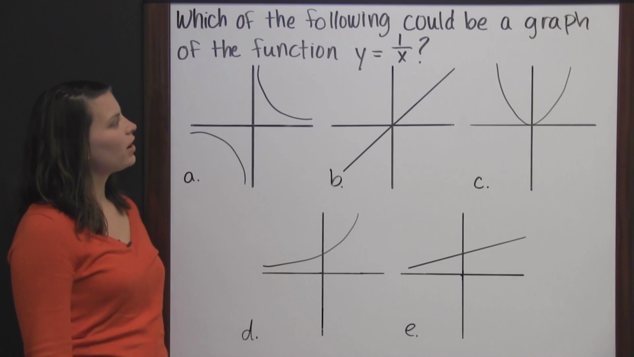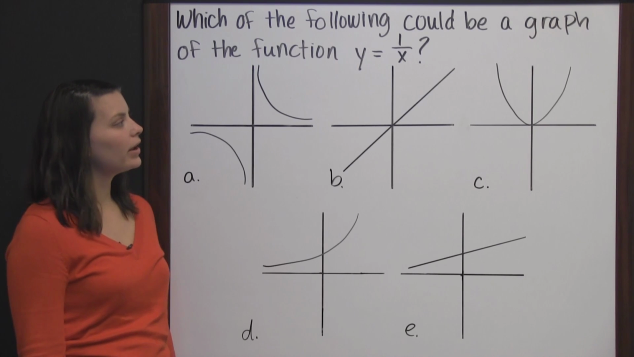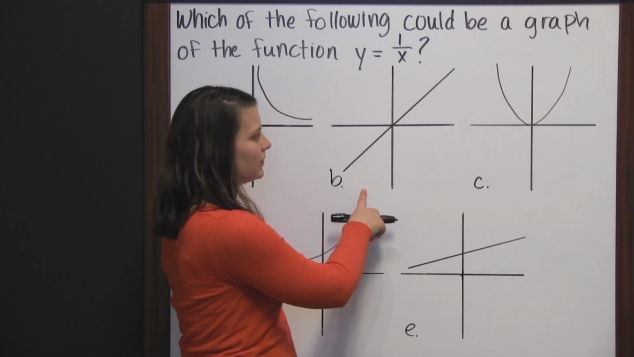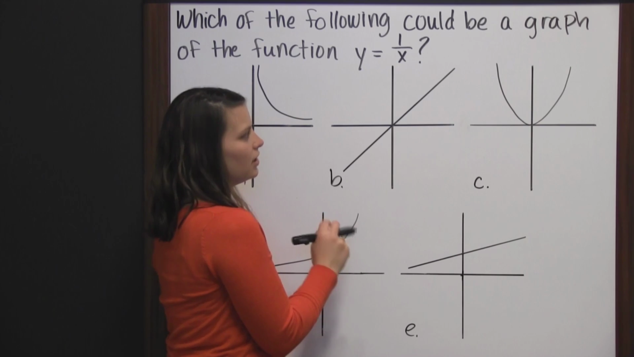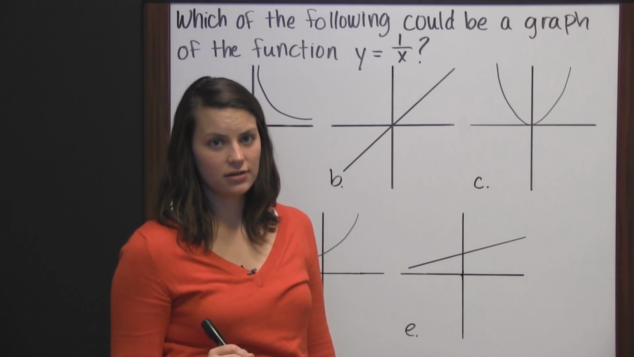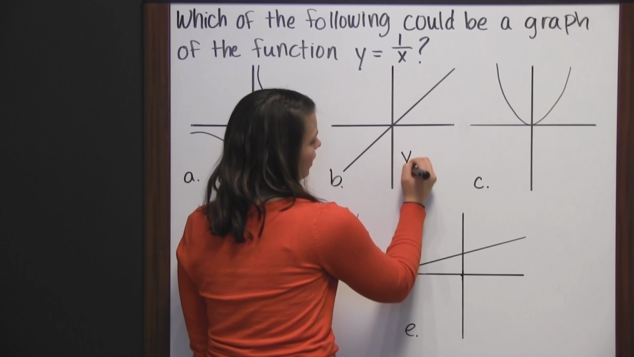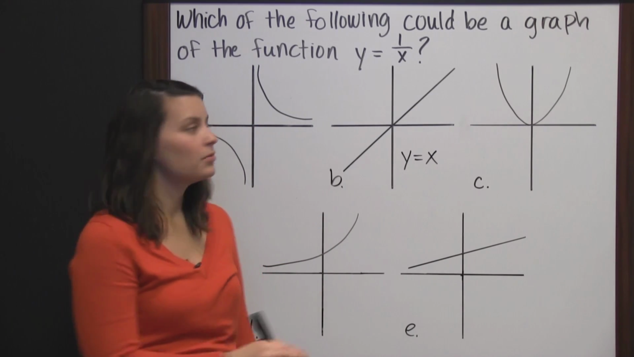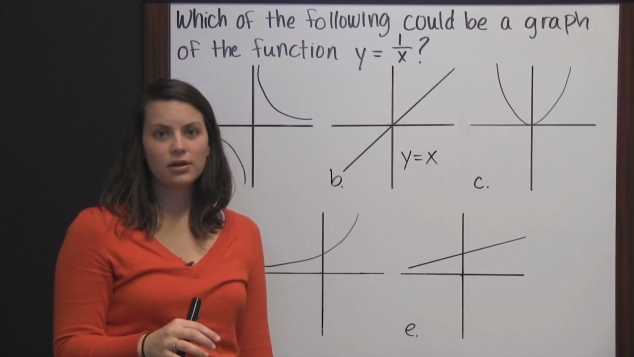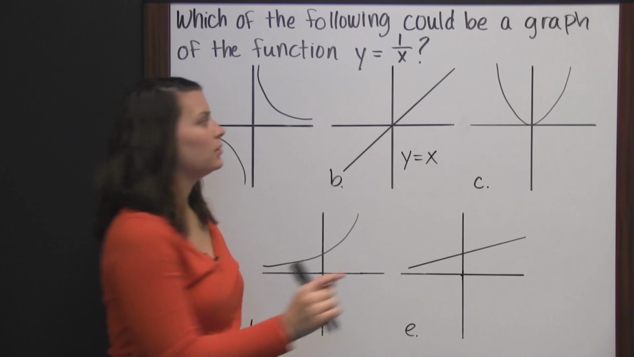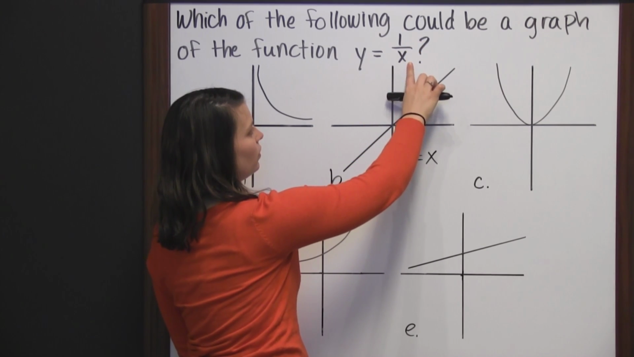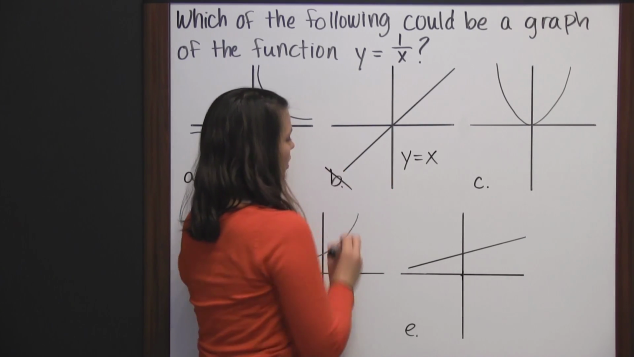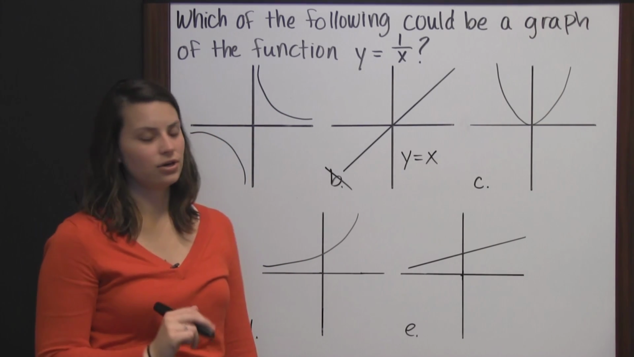Which of the following could be a graph of the function y equals 1 divided by x? Let's start with B. This is a linear function. In fact, it even looks like the parent function of a linear function, which is y equals x. So not y equals 1 divided by x. By the way, this is called a rational function. The root ratio means a comparison of two numbers, or a fraction, and B is not the graph of a rational function. It's the graph of a linear function.